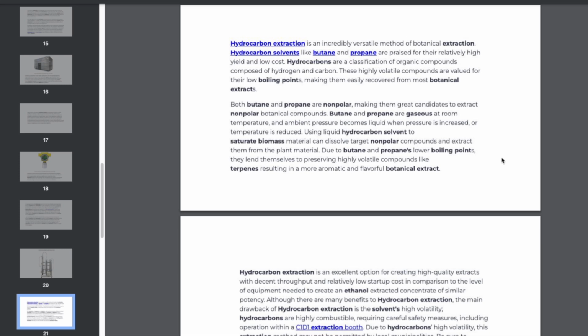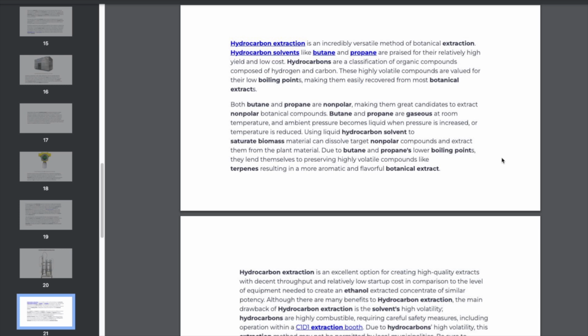Hydrocarbon extractions like butane and propane are praised for their relatively high yield and low cost. Hydrocarbons are a classification of organic compounds composed of hydrogen and carbon. These highly volatile compounds are valued for their low boiling points, making them easily recovered from most botanical extracts.